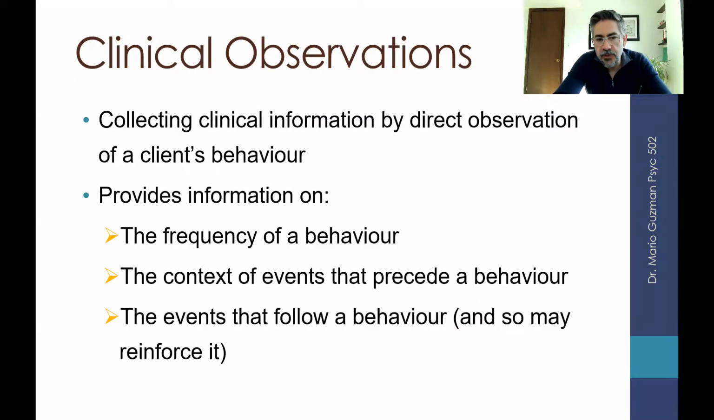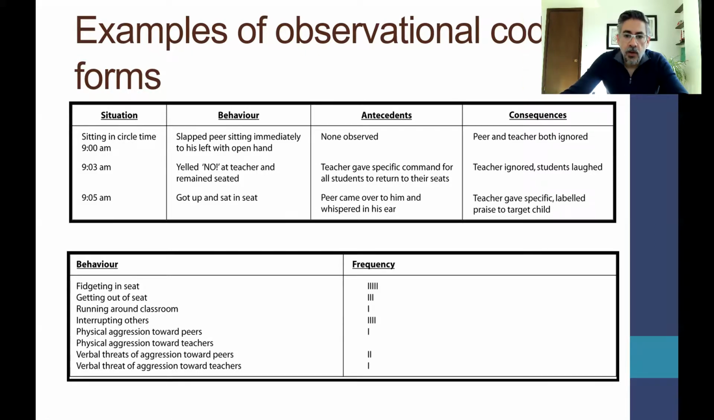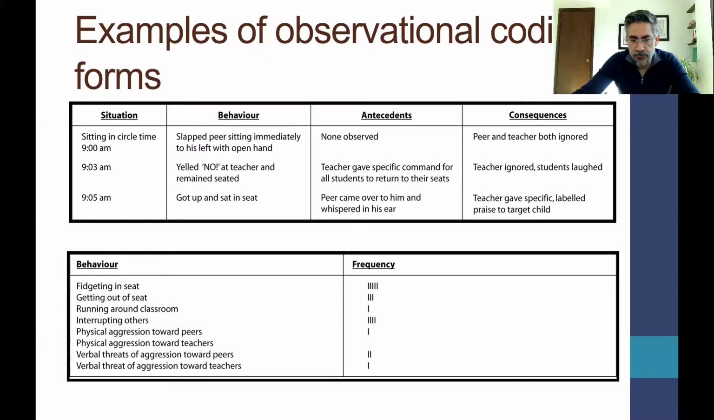And the clinical observations that we already talked about, that it's going to the environment, right? Now, how can we do that? Well, here you have some observational coding forms. This is the most frequent, this is the most simple, and honestly, it's the one that I like the most. You have 4 columns. In column number 1, you're going to describe the situation. In column number 2, you're going to describe the behavior that was present.